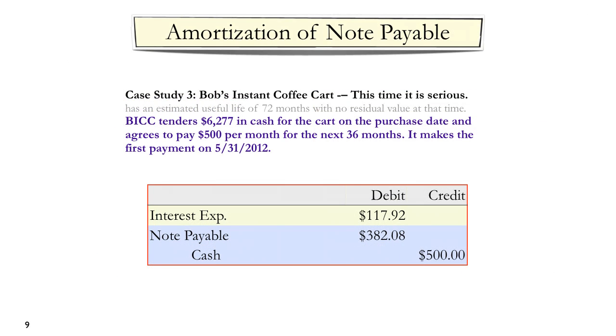The more difficult transaction is the amortization of the note payable. As you remember, each month, BICC must make a payment of $500. Well, the payment is easy to record. It's a reduction in cash of $500. The more difficult part is to recognize how much of the $500 is interest expense and how much of the $500 is a reduction in note payable. This is called amortization.